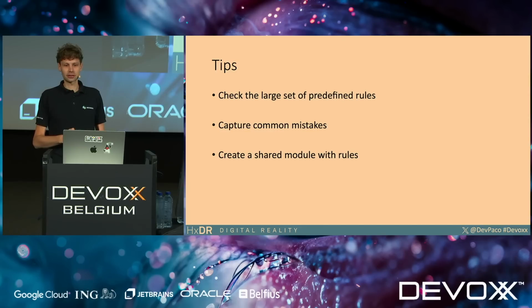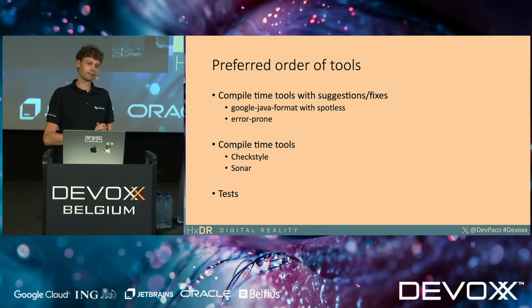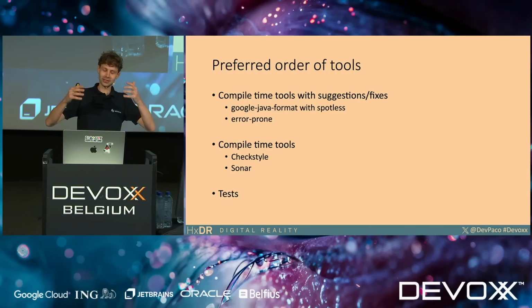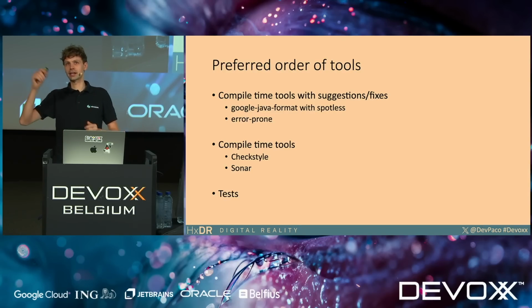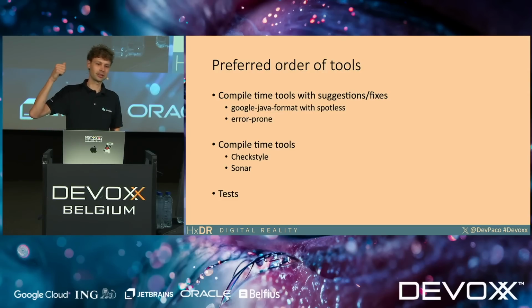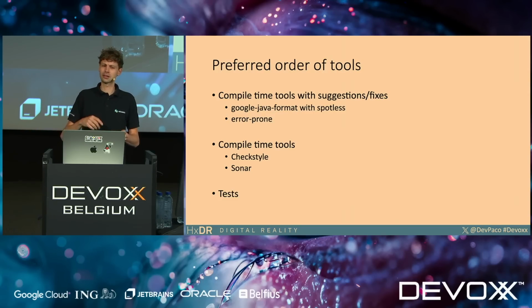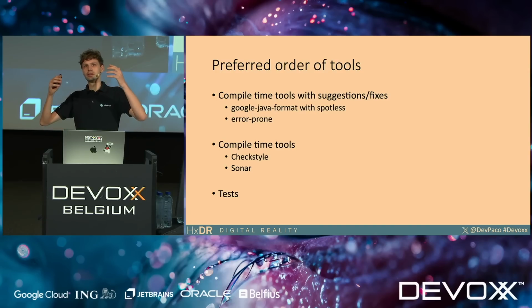Now, having covered quite some tools and their order, these tools overlap in some ways. Like you can get unused imports with Checkstyle, you get unused imports with Google Java Format. No, that one not, but with Error Prone you can. Try to define the rules for the tools in a specific order.